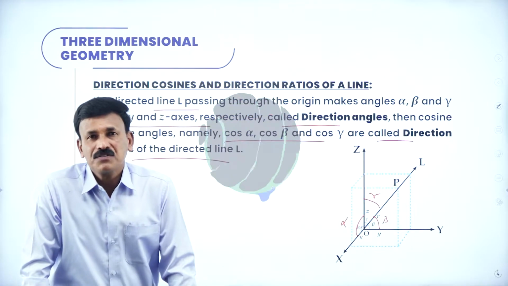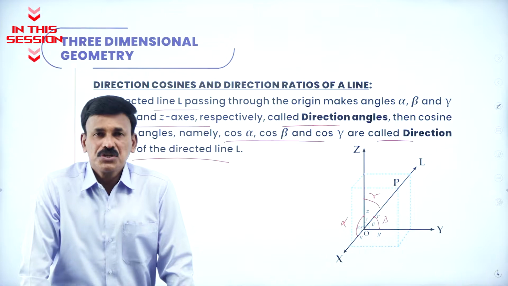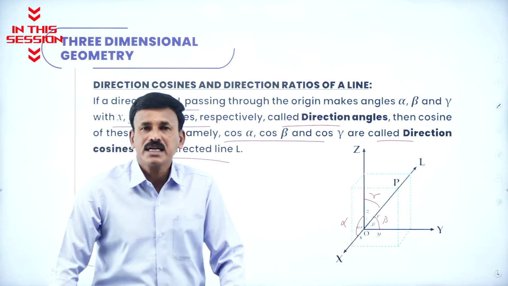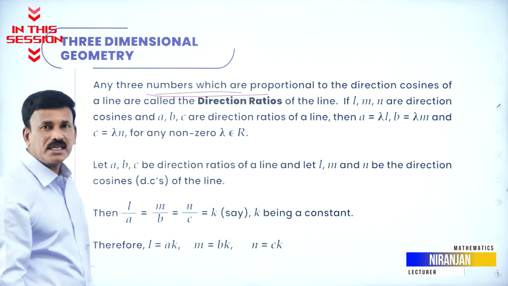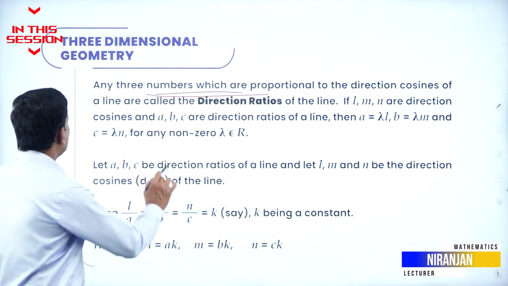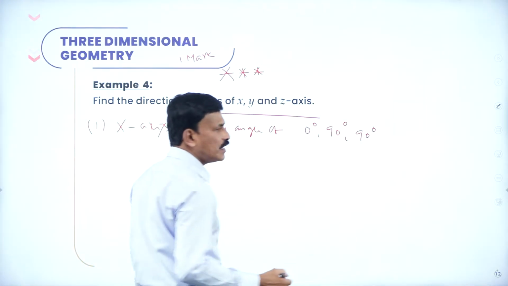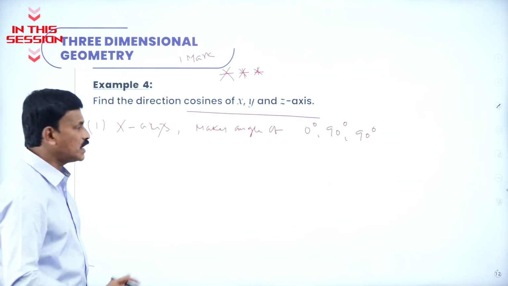The cosines of the direction angles alpha, beta and gamma are denoted as cos alpha, cos beta and cos gamma. They are called the direction cosines. Any three numbers which are proportional to the direction cosines of the line are called the direction ratios of the line. Whenever a line is on the x-axis, it makes angles of 0 degrees, 90 degrees and 90 degrees.